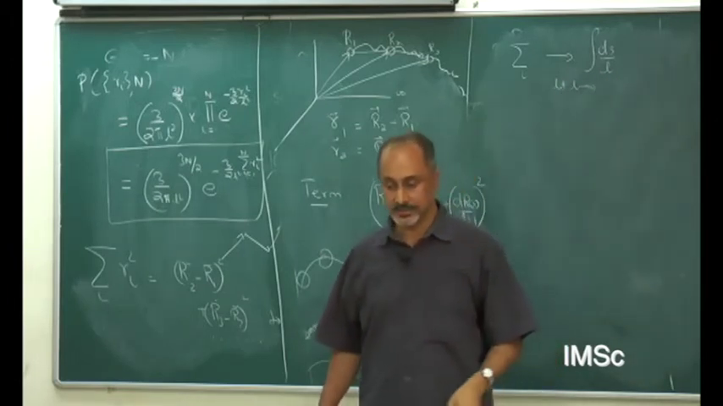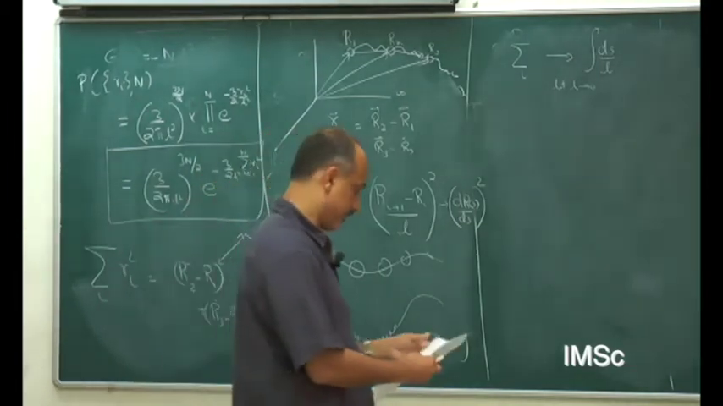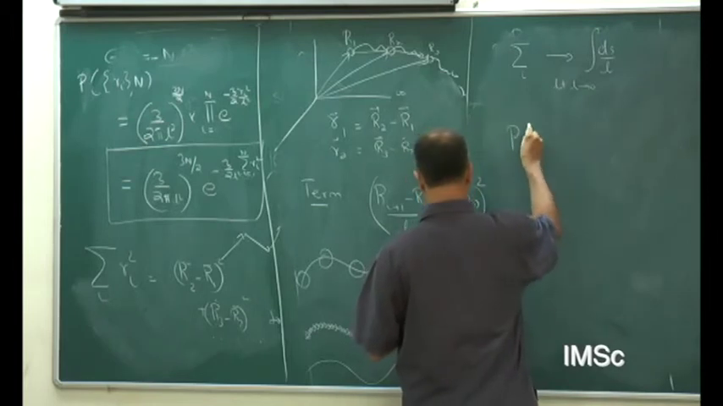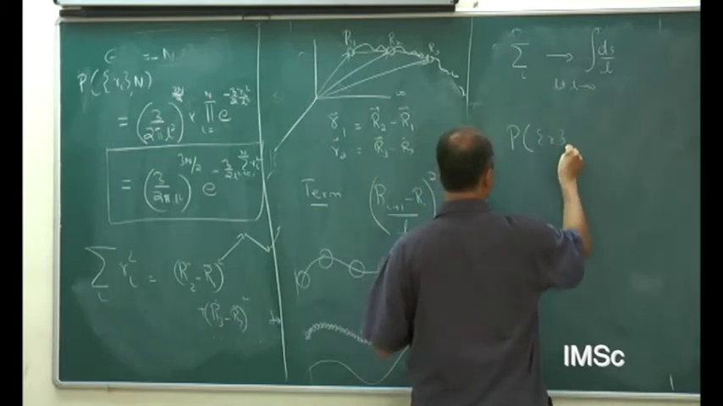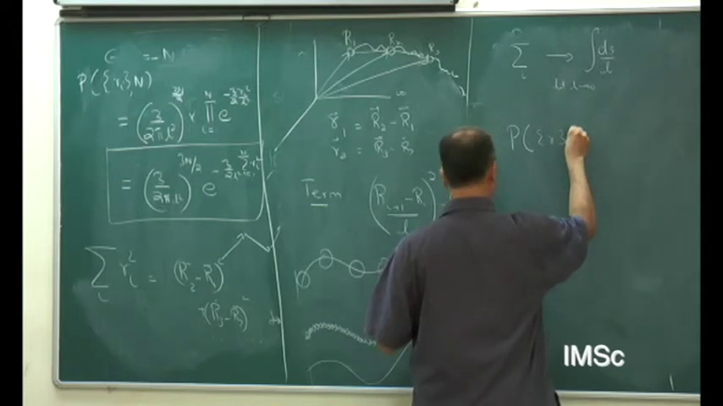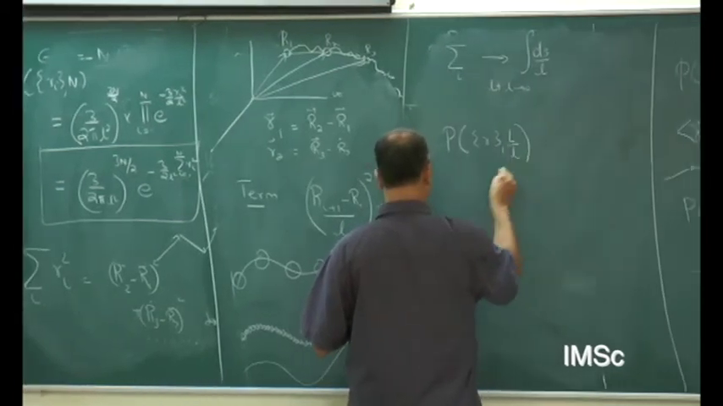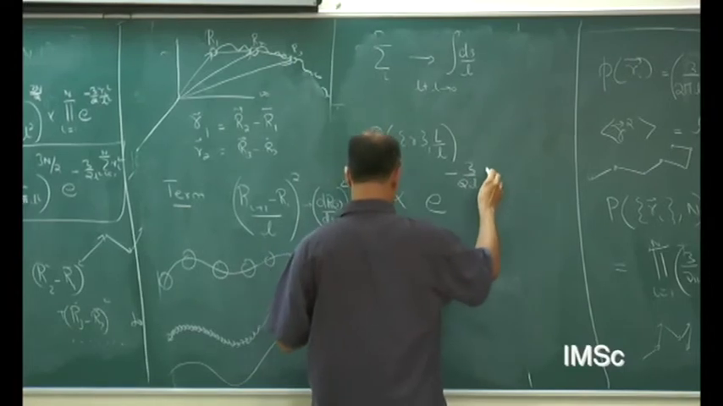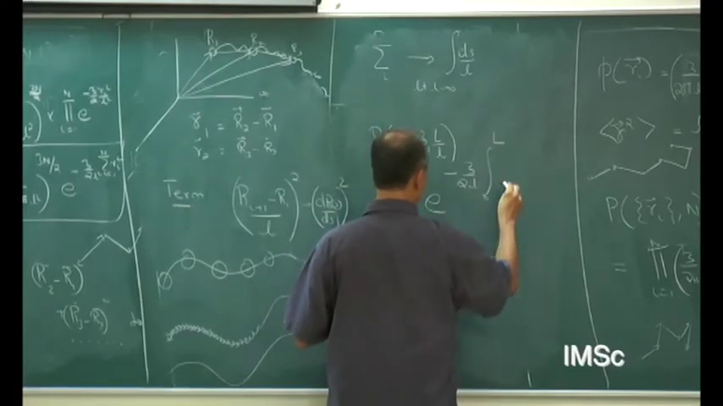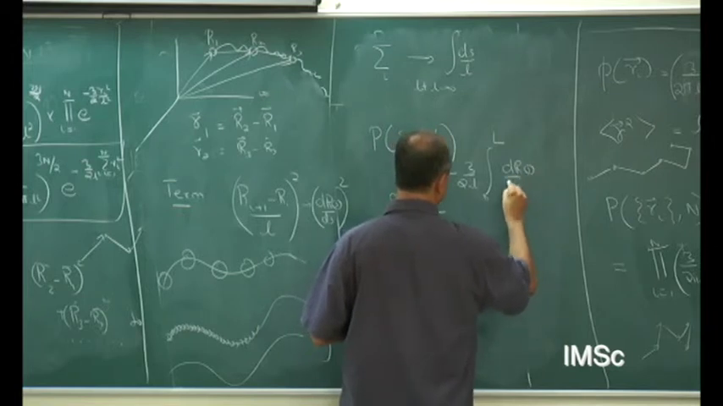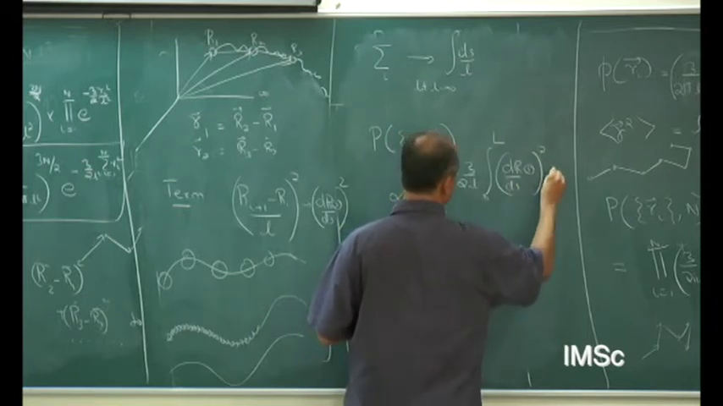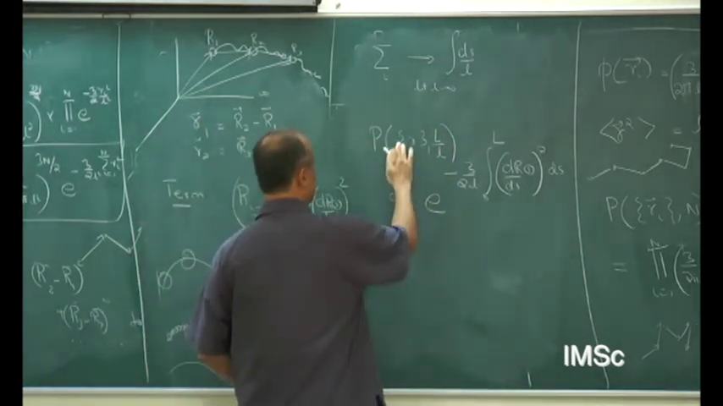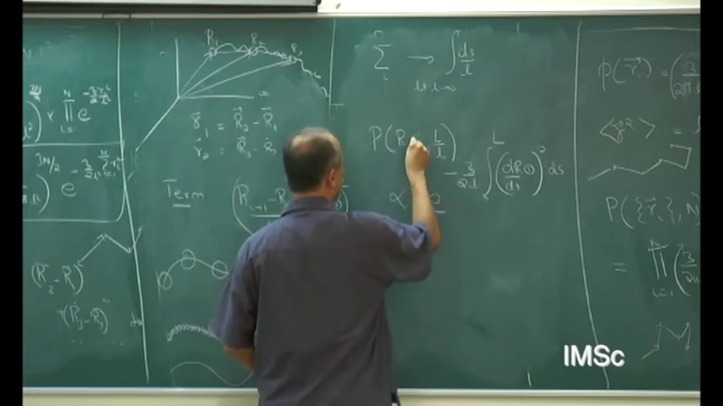So I will write down the final answer for you. What you will finally get is that the probability of having some sequence of R's in the continuum limit, where n is L divided by the small l here, is proportional to e to the power minus 3 by 2 times the small l, integral between 0 and L of dR of S by dS the whole squared times dS. So let me just, since I've written it down, go down and explain what this is. So this is P now of R of S.